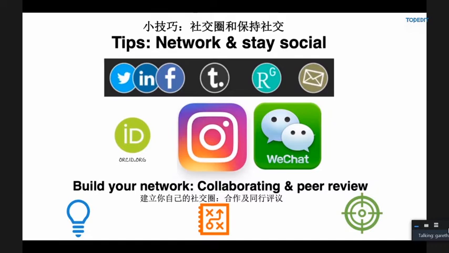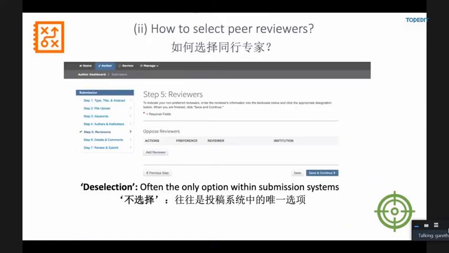So things to think about: get your network developed, stay social, and make sure other colleagues around the world know about the great research that you're doing, because this is the key to successfully managing the peer review process.